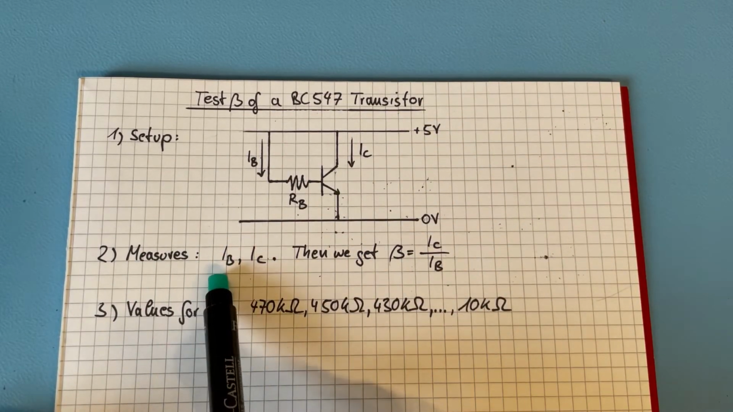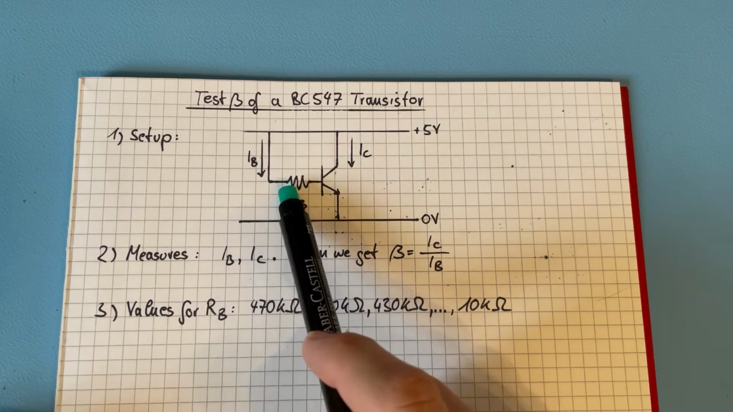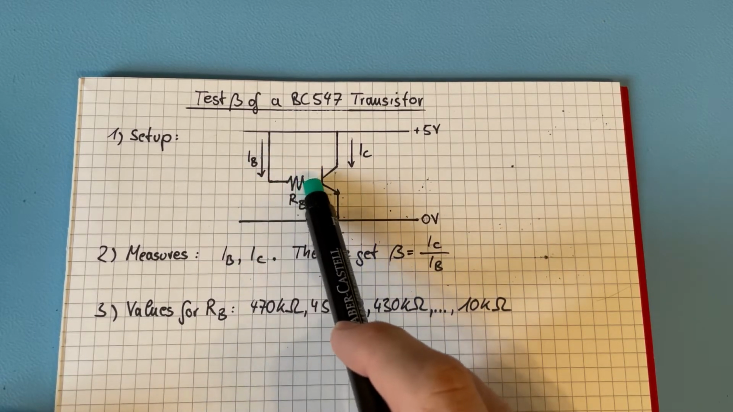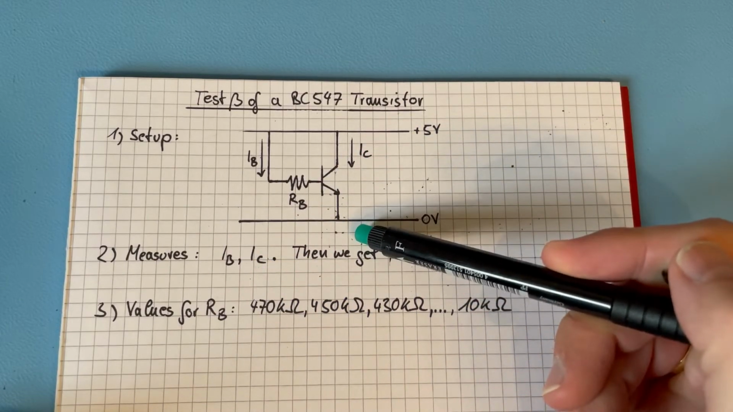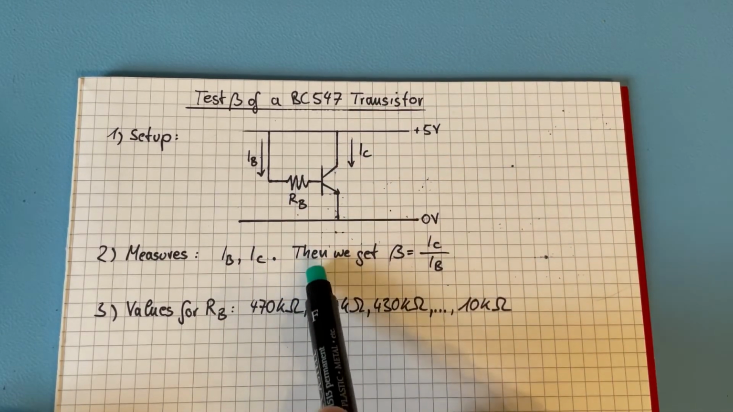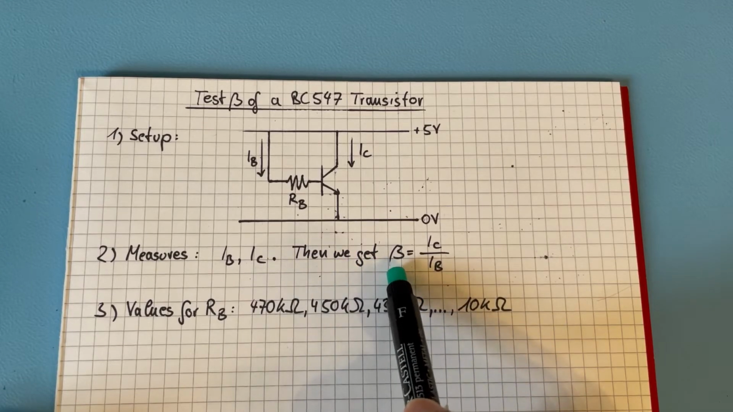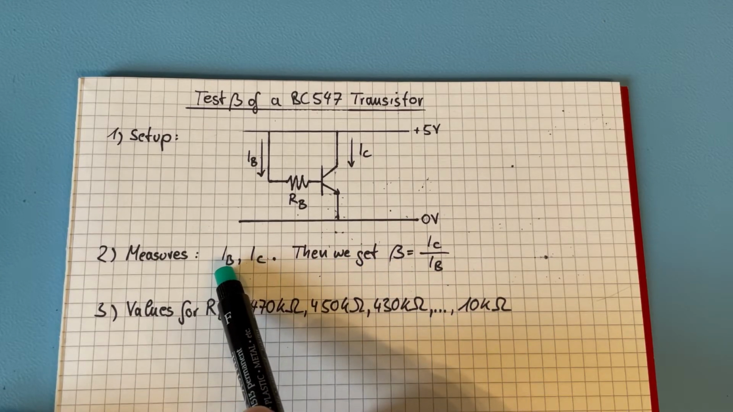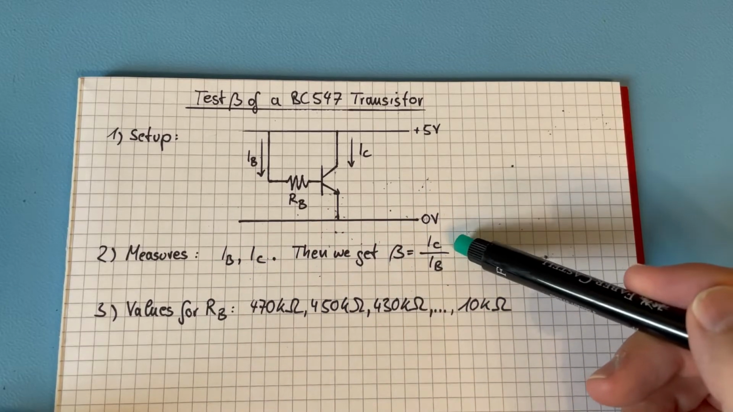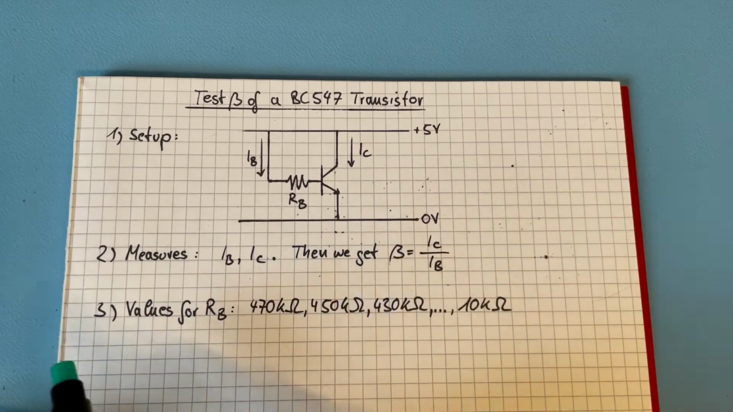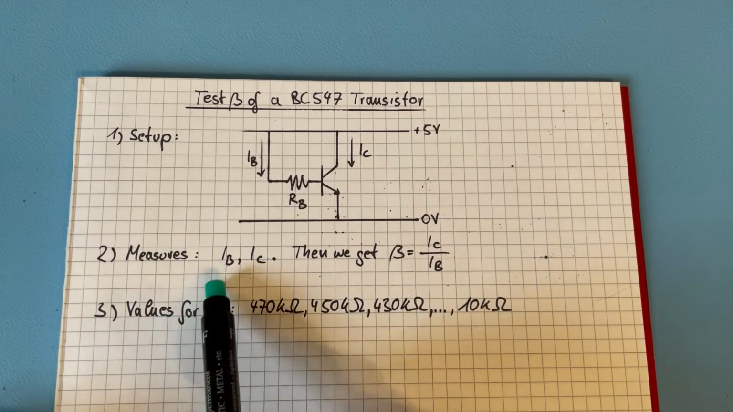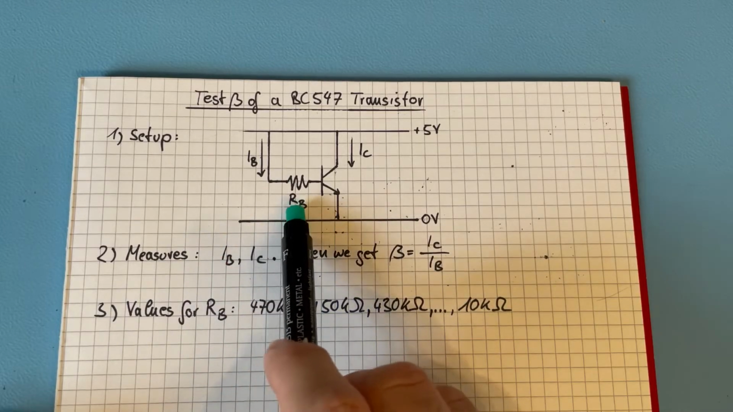So we measure IB, the current into the base. We'll put a digital multimeter here to know what that current is. We measure the collector current with another digital multimeter, and then we can calculate the beta at that base current when we divide the collector current through the base current. That's the definition of beta. And to get different base currents IB, we vary, as I said, the resistor R base here.